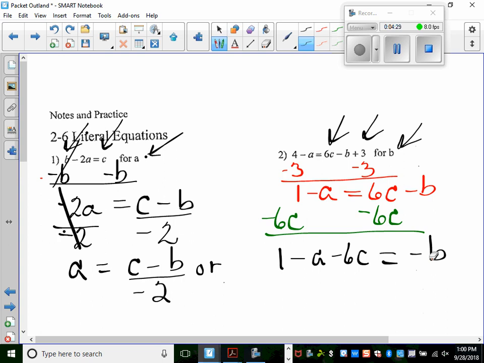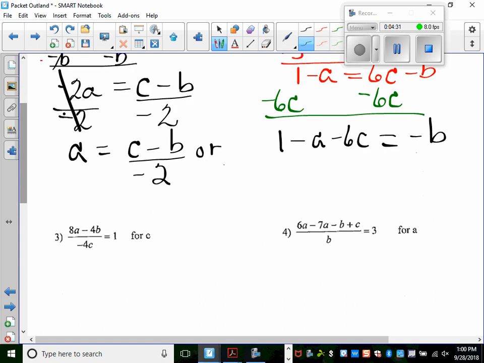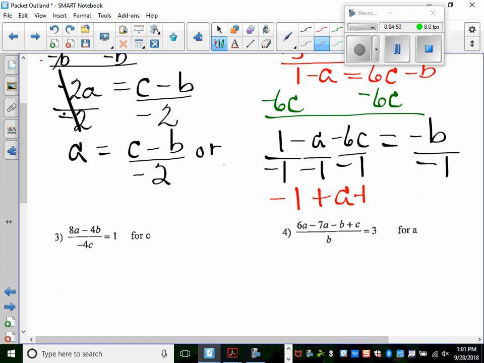Now that negative B means that's a negative 1 as a coefficient. So you can't leave that. You will need to divide everything by negative 1. So I'm just going to divide each term. You can do it as one long line if you like, as long as you know that each term is being divided by that negative. So that's just going to change the first term to a negative 1, positive A, positive 6C equals B.